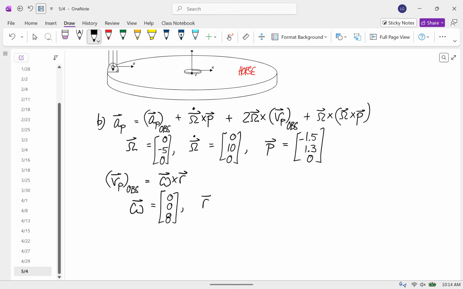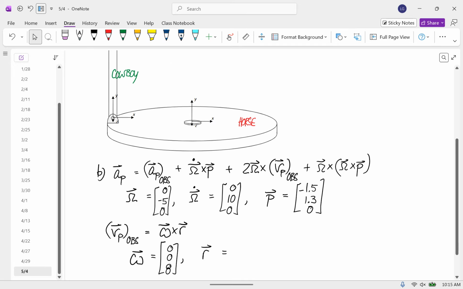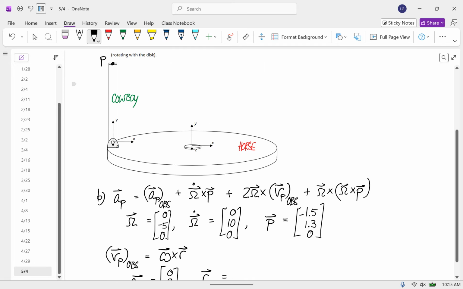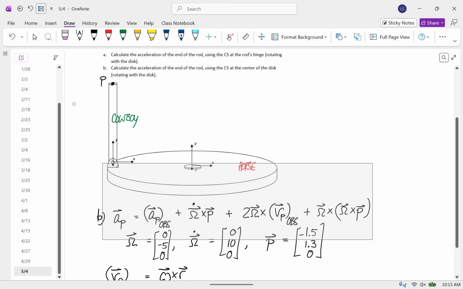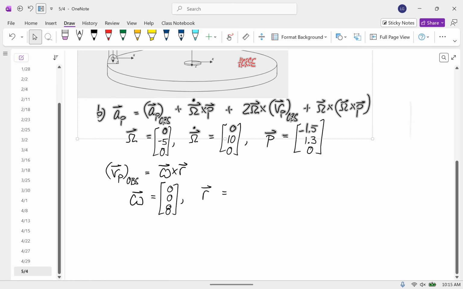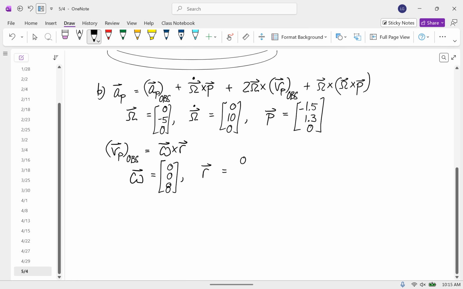And now someone tell me the definition of the r vector. The center of a circular motion to the point of intersection. Exactly. Perfect. So the r vector now doesn't go all the way from the origin. It only goes from the center of the circular motion, which is the hinge right below, at the bottom of the arm. And so the r vector is just 1.3 in the positive y direction. So this is 0, 1.3, 0.